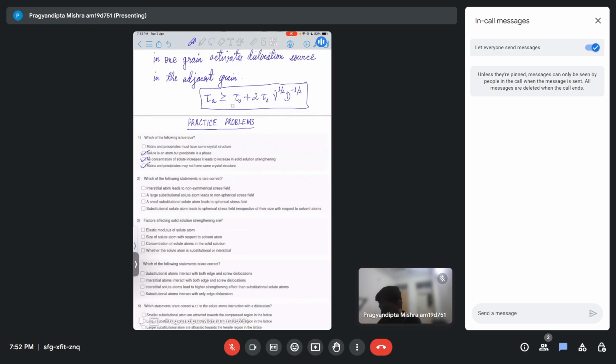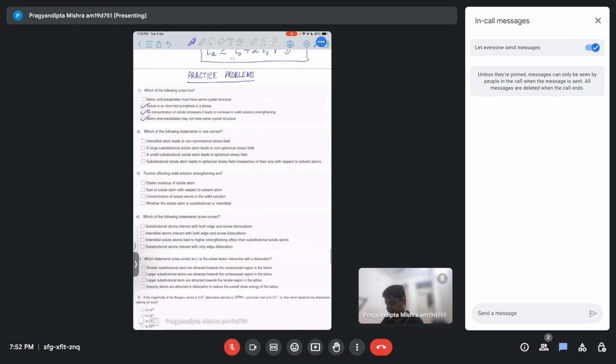Okay. Second question: which of the following statements are correct? Interstitial atom leads to non-symmetrical stress field. Yes, that is true. It's not spherical. It's non-symmetrical. A large substitutional solute atom leads to non-spherical stress field. That is wrong. Substitutional atom will always lead to spherical stress field. So third option, a small substitutional solute atom leads to spherical stress field, is correct. Fourth option, substitutional solute atom leads to spherical stress field irrespective of their size with respect to solvent atoms. That is correct. It will always lead to spherical stress field.